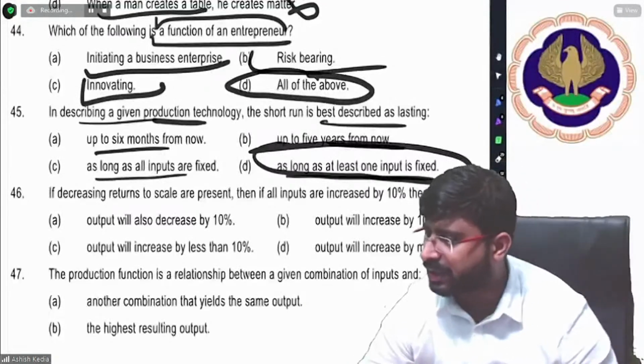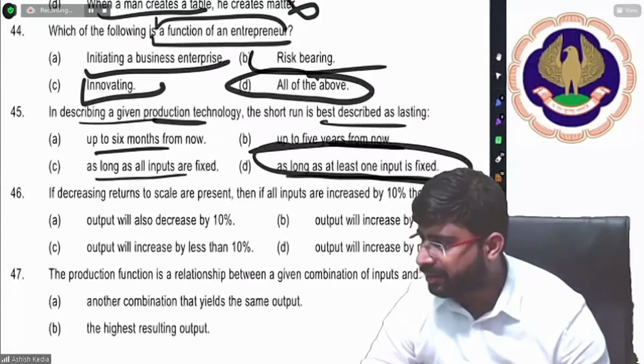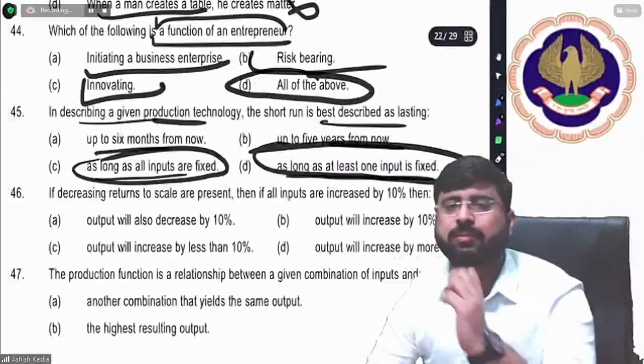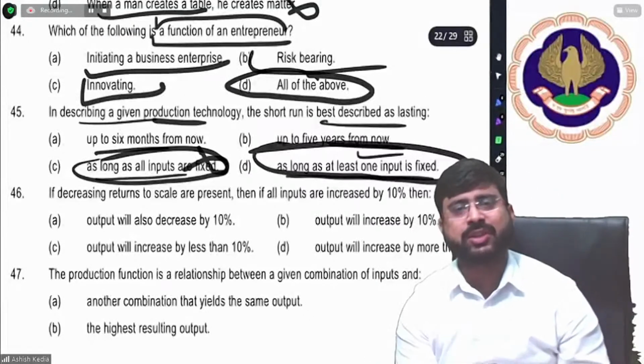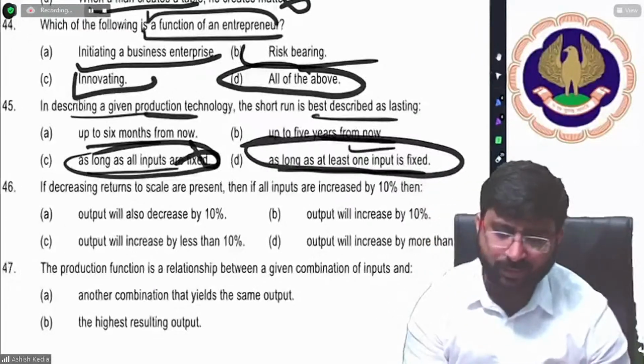Sir, it's crystal clear, I believe. There is no time period based division. Not all. In the short run also there are fixed and variable factors. So why all will be fixed? At least one input is fixed. Okay, got it, sir.